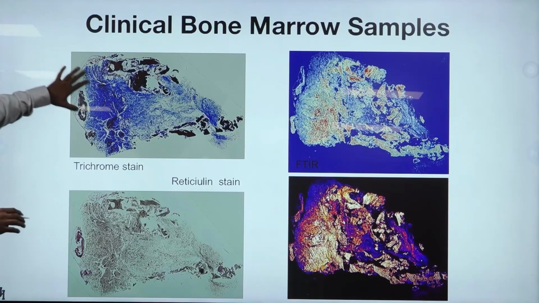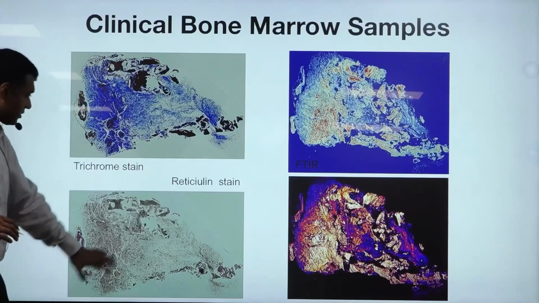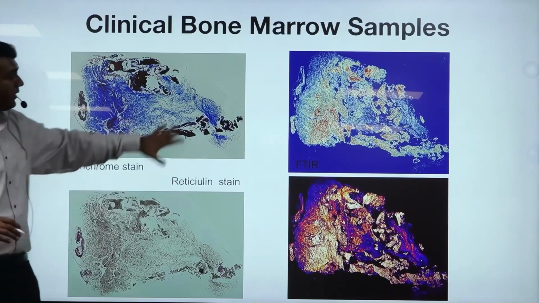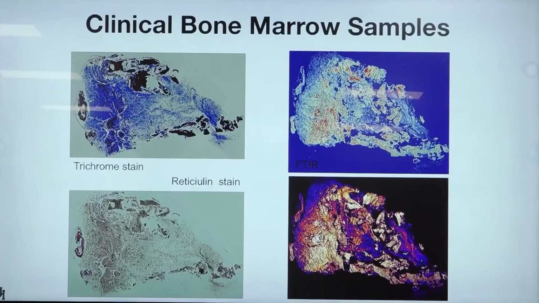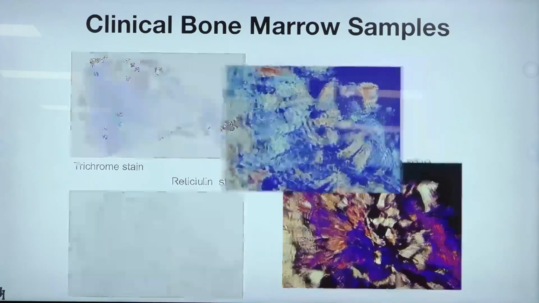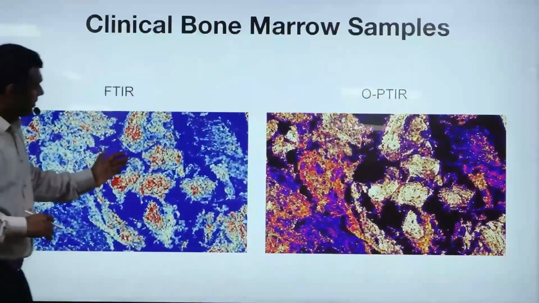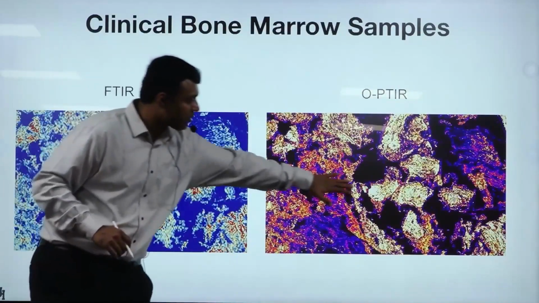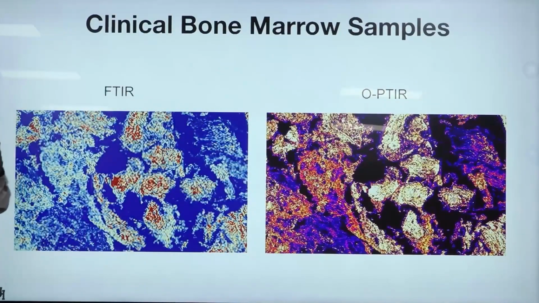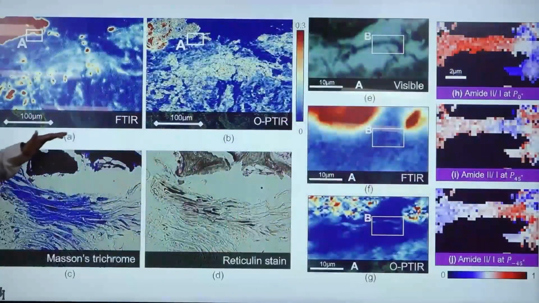These are the typical stains that doctors use, called reticulin and trichrome stain, and this is a bone marrow. This is the kind of image we get from our regular instrument, and we got this kind of data over here. This is the FTIR instrument, and this is the photothermal instrument. If you zoom in to some of the regions, this has much higher quality data. First, we just double check that the resolution is much better than the standard FTIR. Not only that, we looked in more detail.